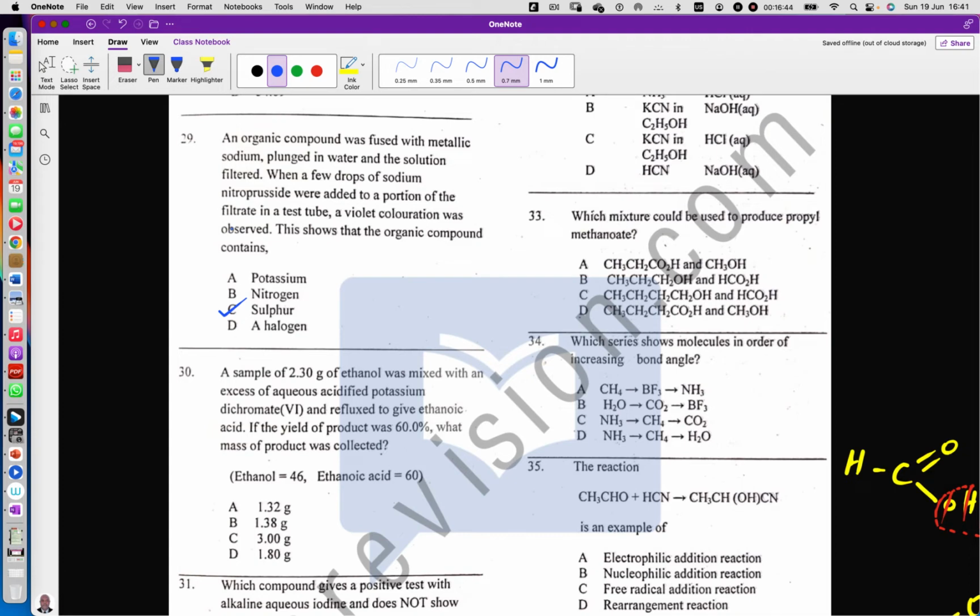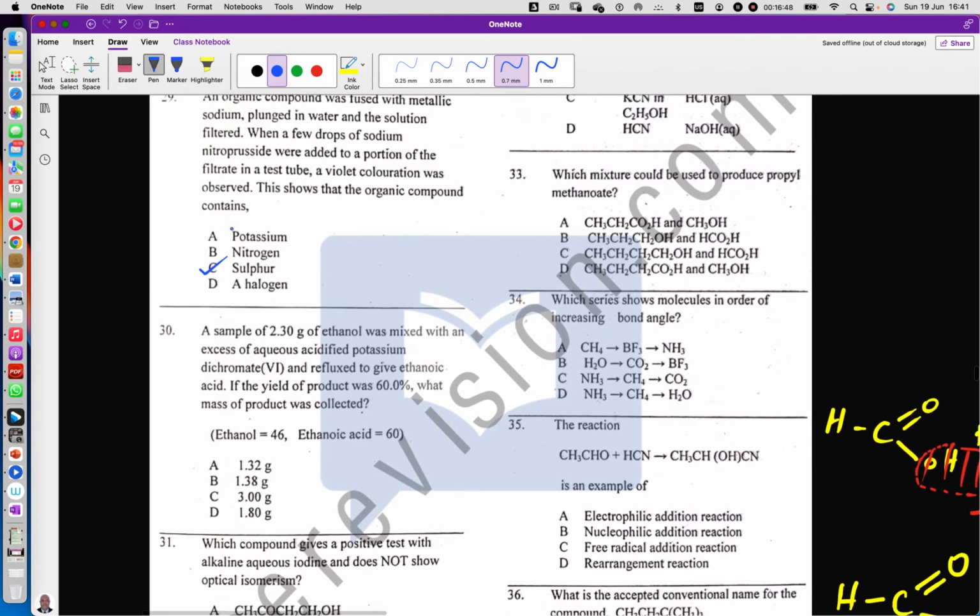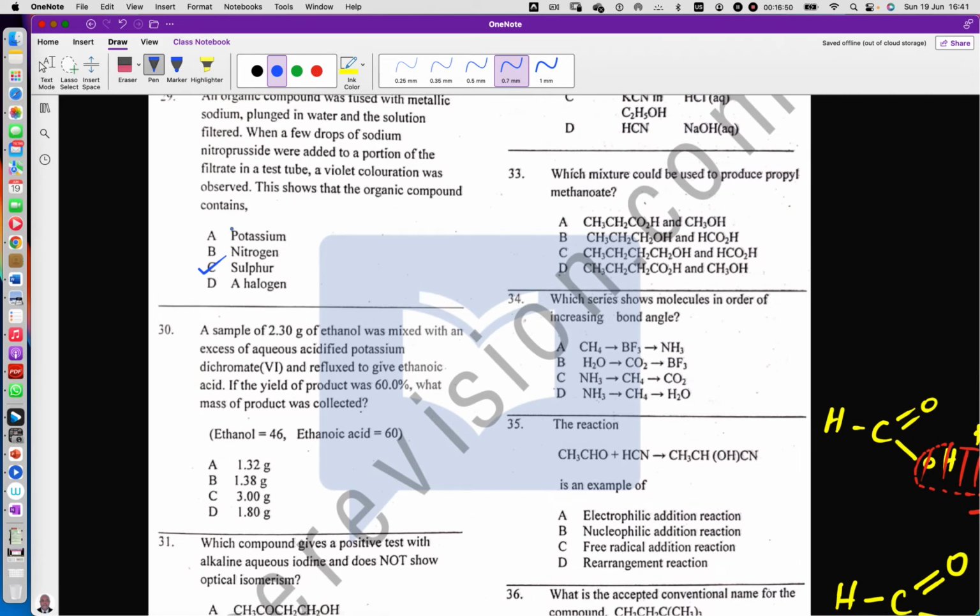Question number 30: a sample of 2.3 grams of ethanol was mixed with an excess of aqueous acidified potassium dichromate(VI) and refluxed to give ethanoic acid. If the yield of product was 60%, what mass of product was collected? It's a simple proportion type of thing.